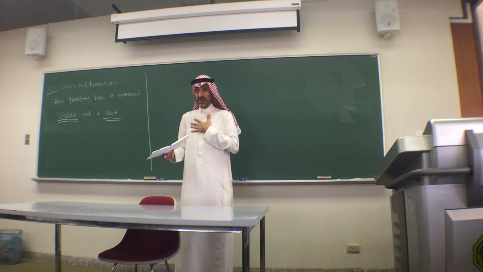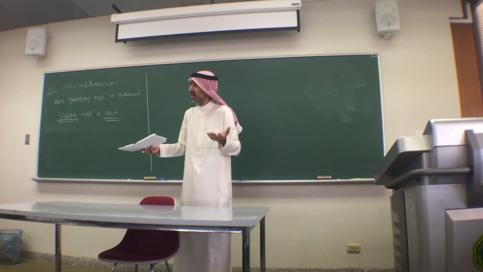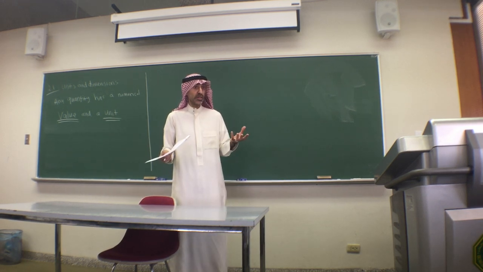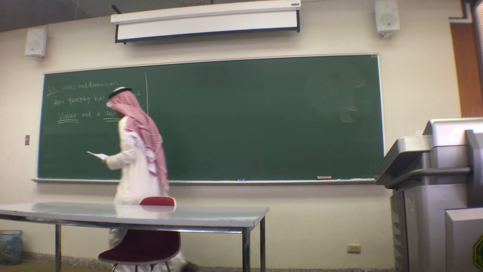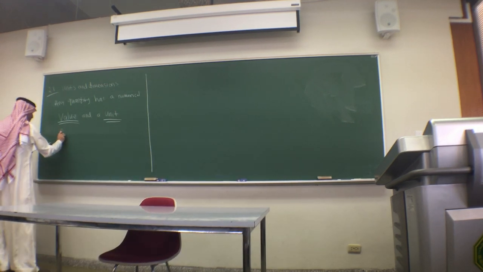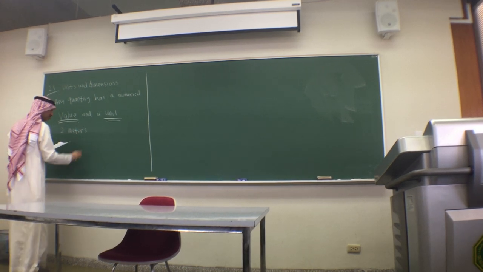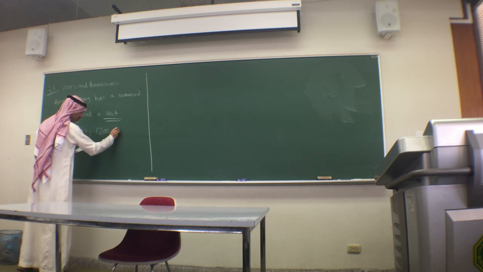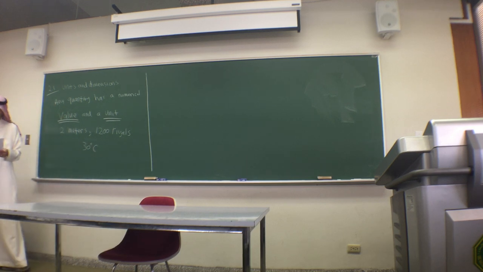What do I have? If I say that you will have exams, you will say, how many exams? You will have quizzes, how many quizzes? There should be value and unit. Like 2 meters, 1,200 reals, 30 degrees centigrade. This is useful.